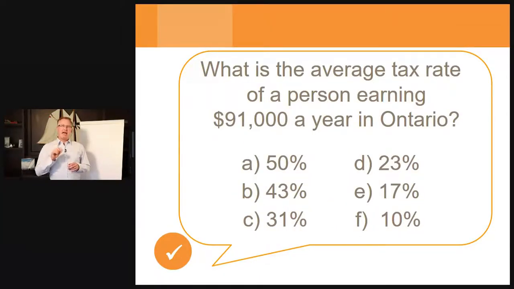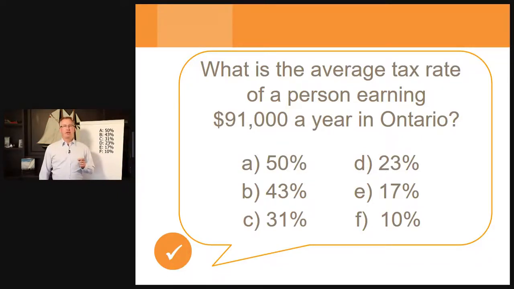What do you think the average tax rate of a person earning $91,000 a year in Ontario is? Is it A, 50%, B, 43%, C, 31%, D, 23%, E, 17%, or F, 10%? Let me repeat the question. Listen carefully. What is the average tax rate of a person earning $91,000 a year in Ontario? Is it 50%, 43%, 31%, 23%, 17%, or 10%?